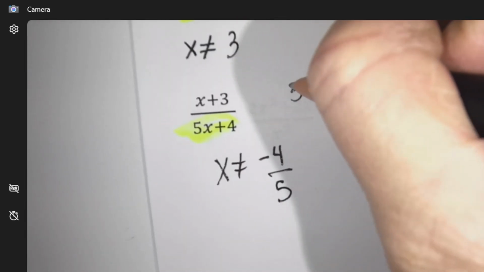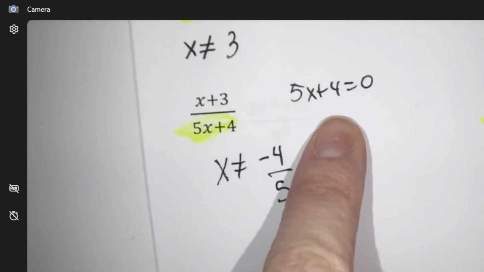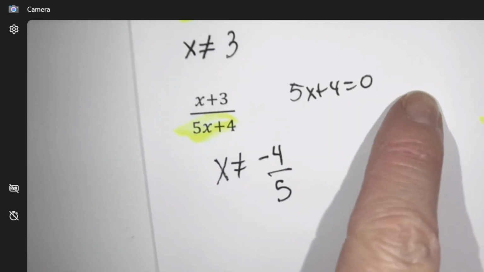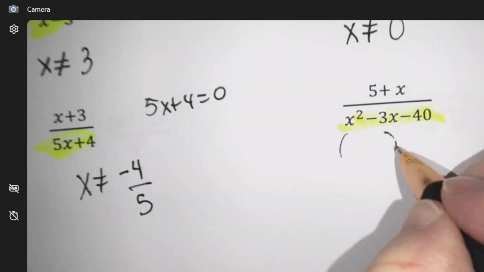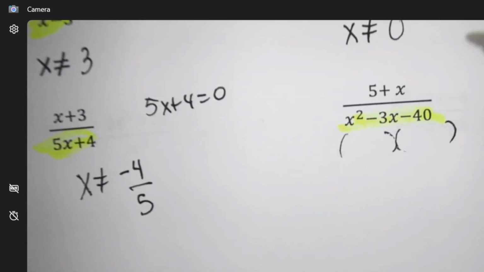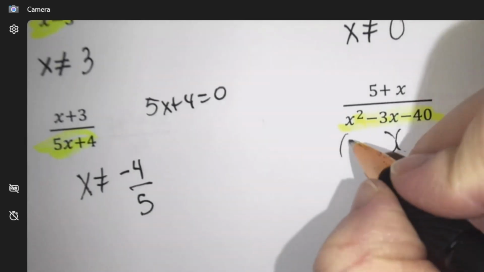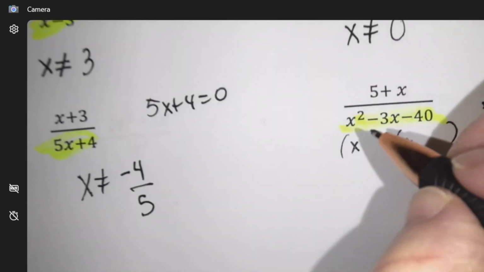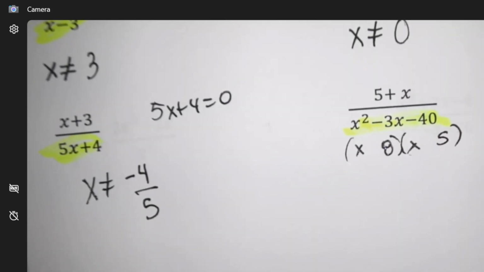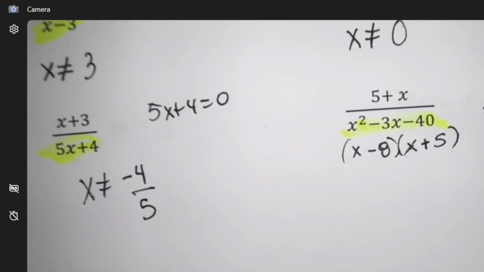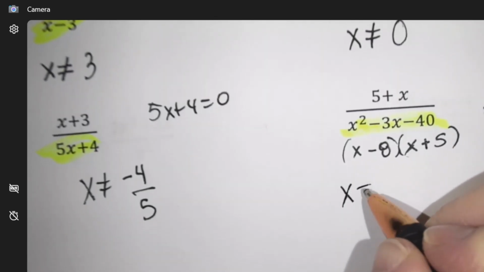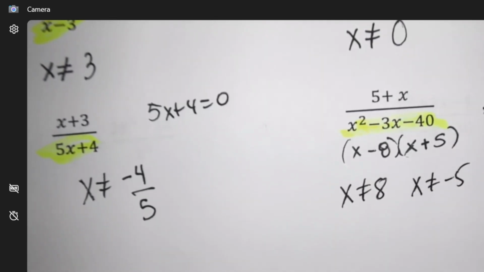Okay, do we understand what I'm doing? I'm just doing this as algebra, right? Move the 4, divide the 5. Okay, this, I'm going to factor. That's what I'm going to do. This is what I'm trying to do. And we've done this work with factoring. So x multiplies to 40. 8 times 5. So x cannot equal 8 or negative 5.